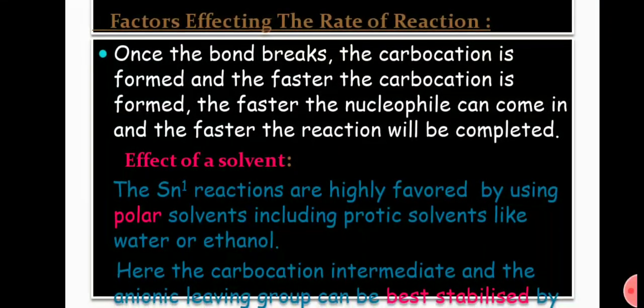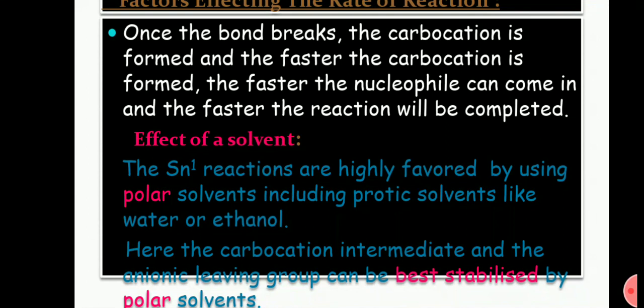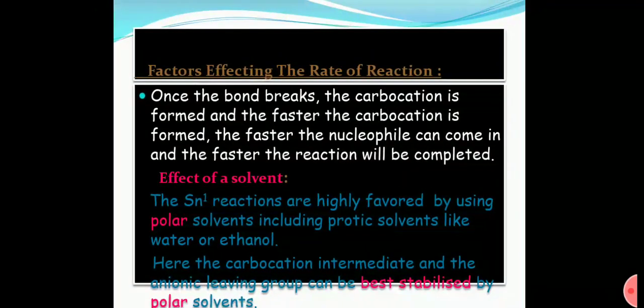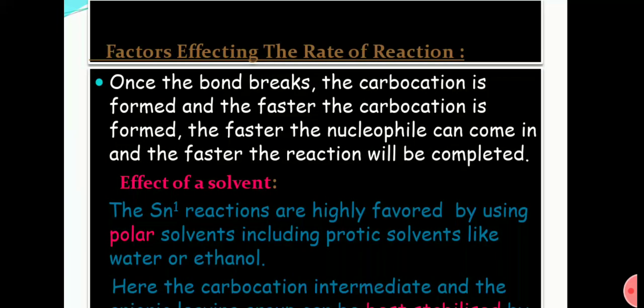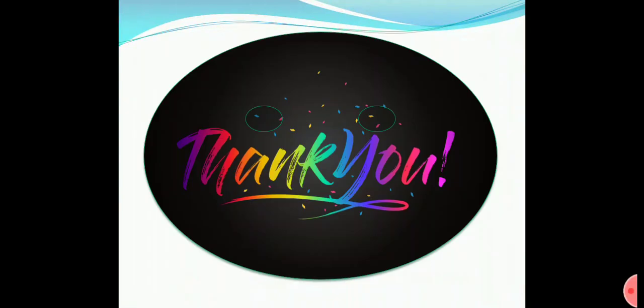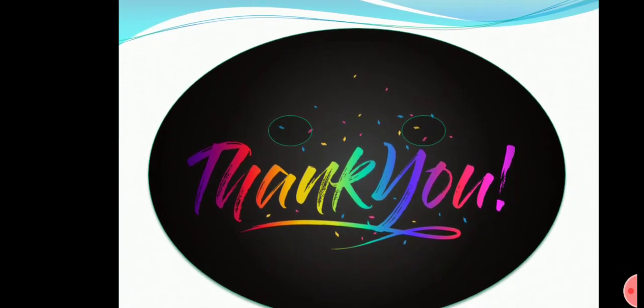So we have to use polar solvents, including protic solvents like water or ethanol, so that the carbonium ion intermediate and the leaving group can be best stabilized. So this is all about the factors affecting the rate of reaction, and the SN1 reaction and its mechanism. I hope it's easy to understand this SN1 mechanism and reaction examples through this video. So this is all about SN1 reactions, and thank you for watching this.